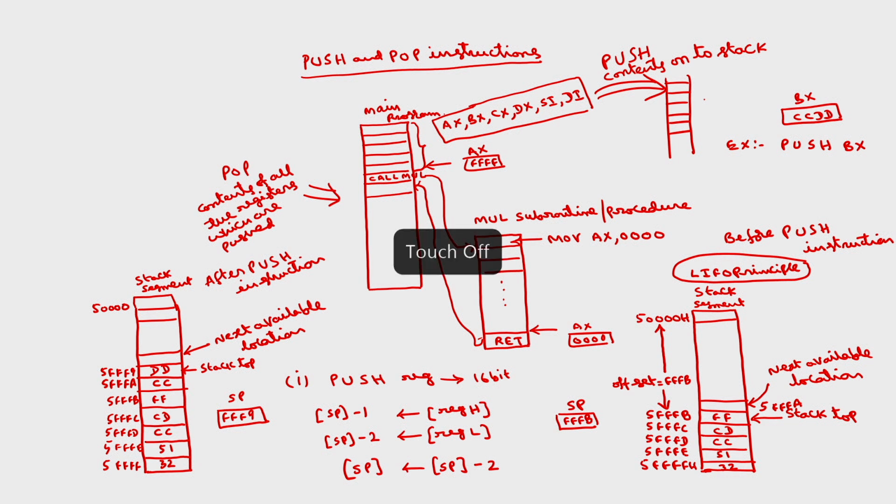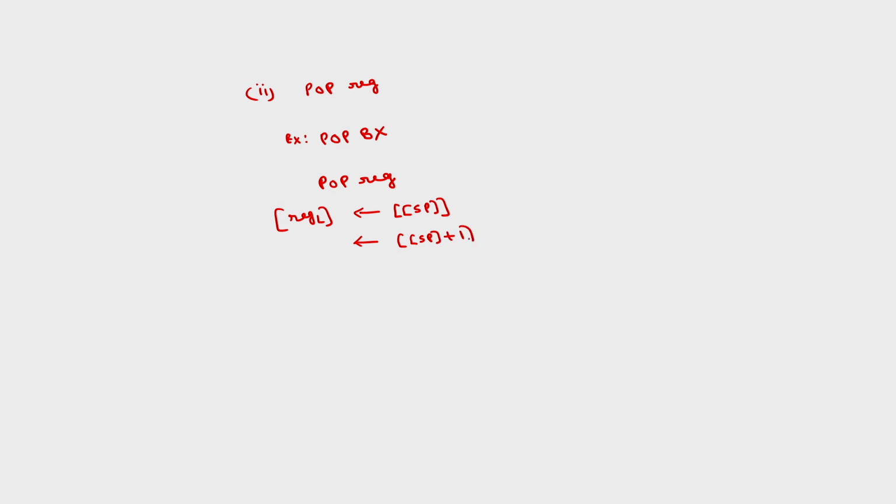Okay. Now, we can write the operations inside this pop register. So, here what are the instructions? In pop register, the operations are: the contents of SP are transferred to the lower order register, and the contents of SP plus 1 will be transferred to the higher order register. Then SP becomes SP plus 2.